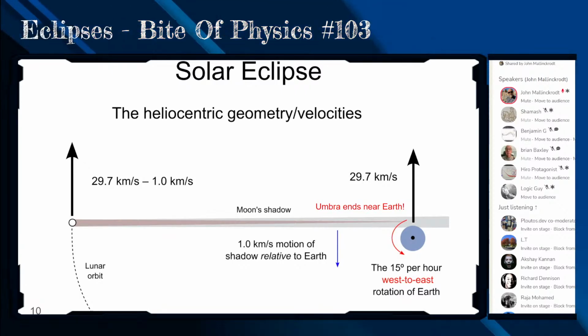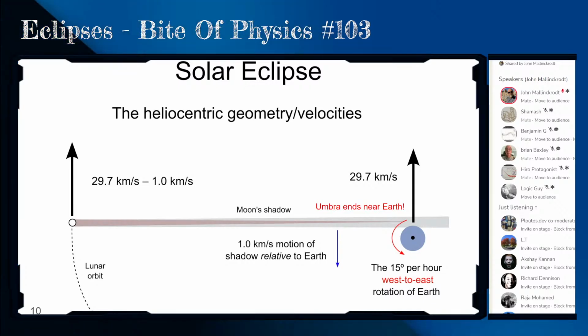That's why it is a half a degree in apparent size from the Earth. That's why the tip of the moon's umbra just makes it to the Earth, or maybe just doesn't make it to the Earth, as we just talked about. And so there it is.